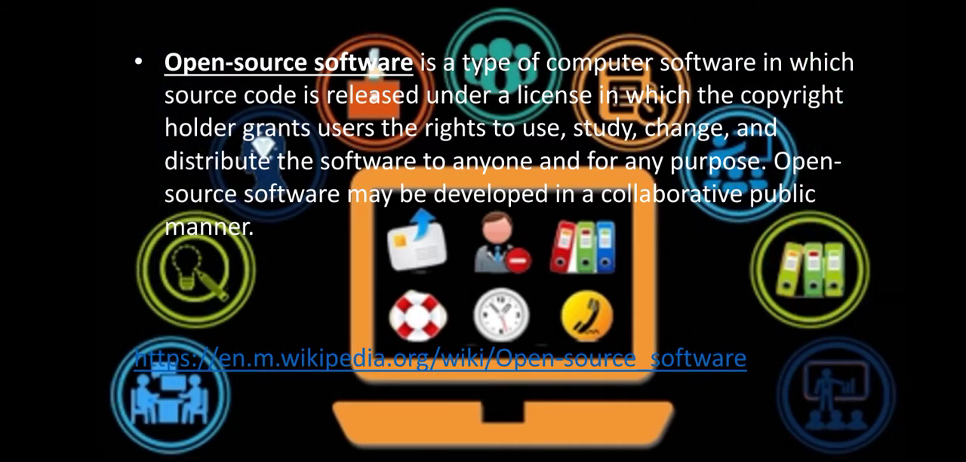Open source software is a type of computer software in which source code is released under a license in which the copyright holder grants users the right to use, study, change, and distribute the software to anyone and for any purpose.